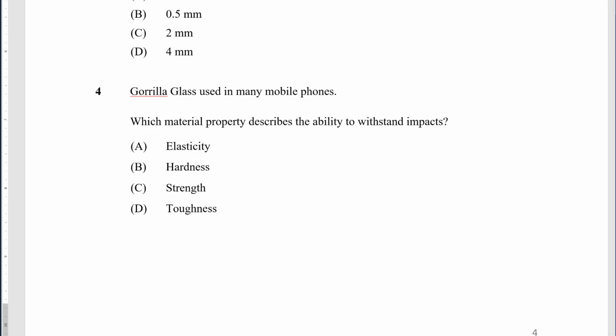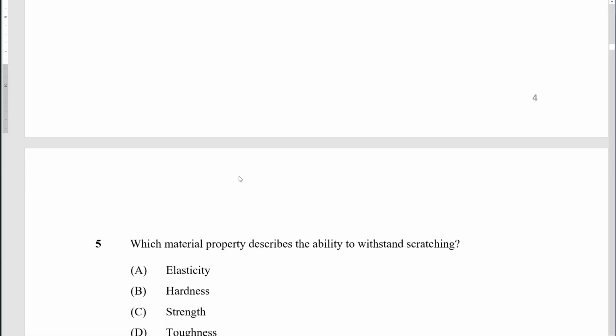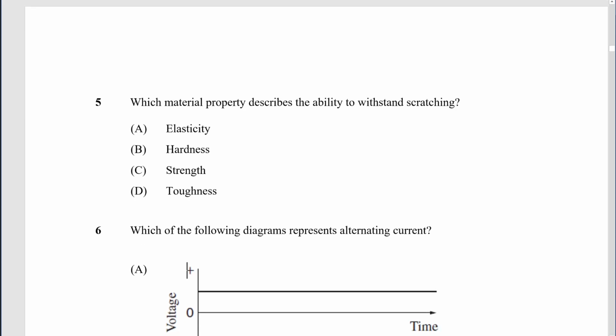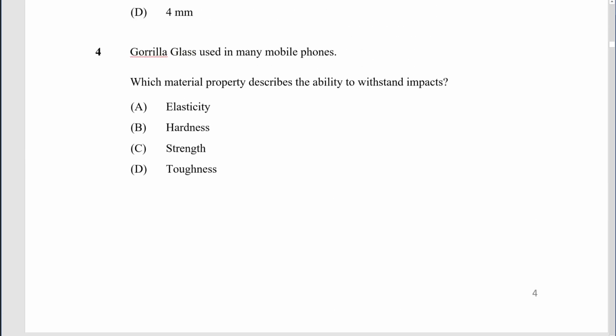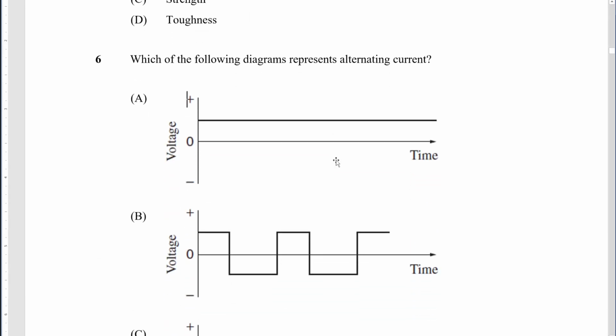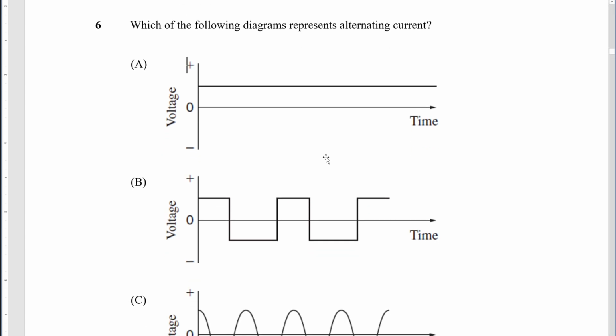So we have Gorilla Glass used in mobile phones. Which property describes the ability to withstand impact? That would be toughness. That's a pretty easy question. Which material property describes the ability to withstand scratching? Hardness. I think that's even easier. Most people are pretty familiar with hardness and toughness. I don't think that's usually a big problem with people at the HSC level, when we get to the end of year 12 and we're looking at trials.